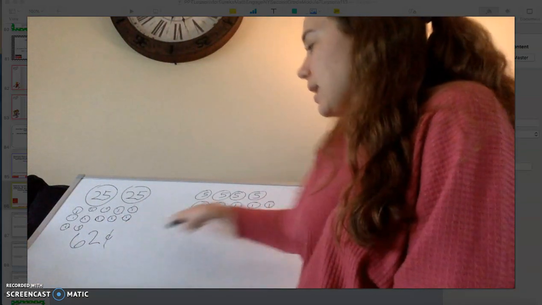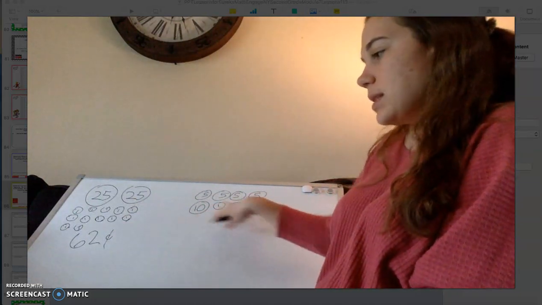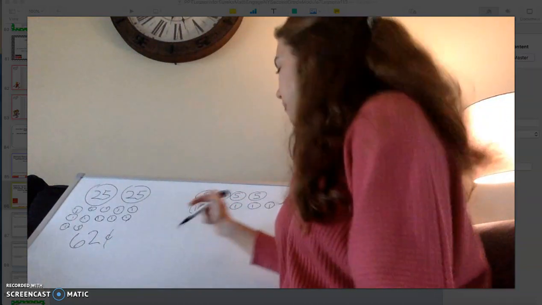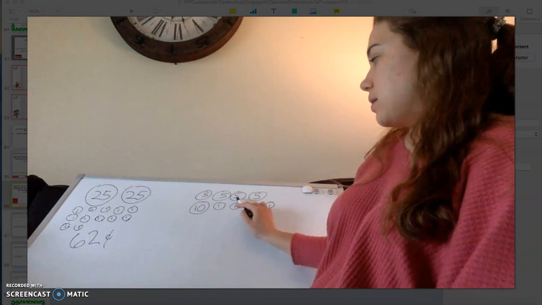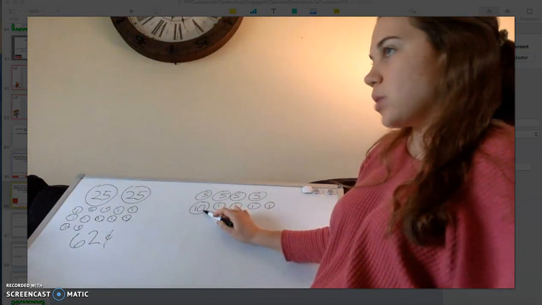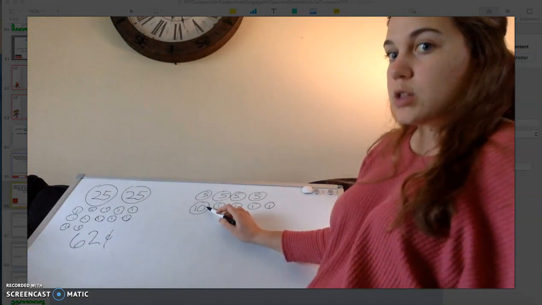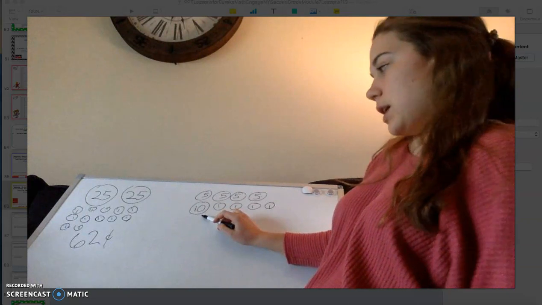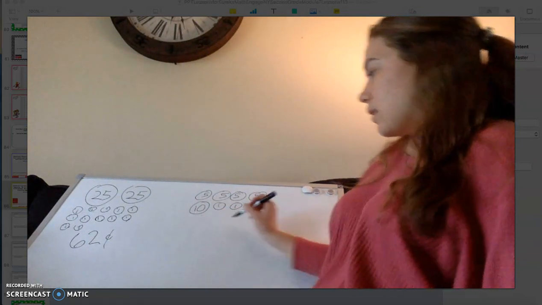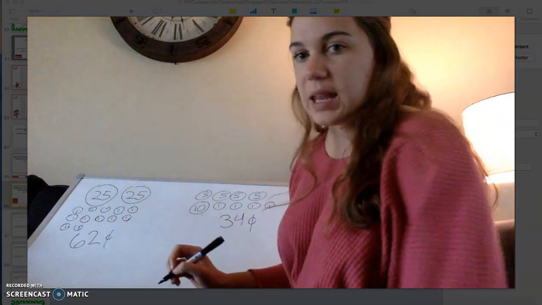Now, I can keep counting, or I can count this and then add it to that. I'm going to count this and then add it together. So I had 5, 10, 15, 20. Now I need to add 10 more. So 20 plus 10 is what? Remember, for skip counting, you can do it that way too. So 20, 30, and then 31, 32, 33, 34. So that's 34 cents she added in.